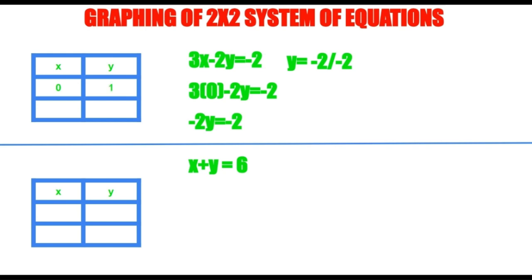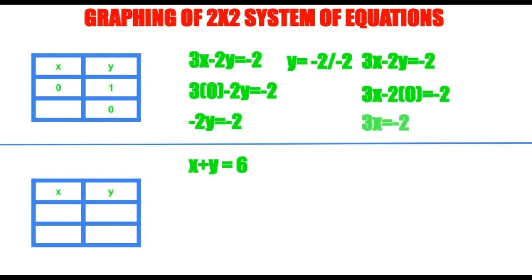Now we will assign the value of 0 to y and solve the same formula, and we will be left like this: 3x minus 2 times 0 equals negative 2. When performing the operation, we end up with 3x is equal to negative 2. Later, we will pass the 3 by dividing, negative 2 over 3, which gives us minus 0.6.